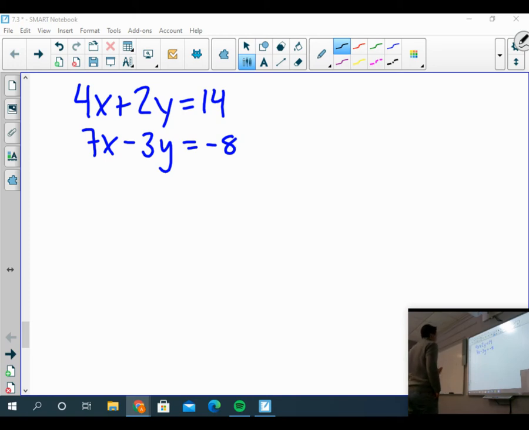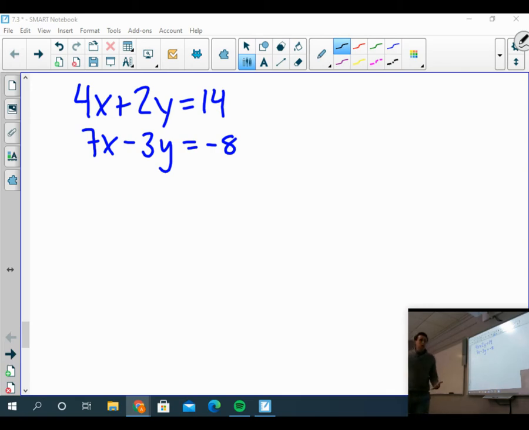Answer, no, I can't. 4 plus 7 gives me 11. 2 plus -3 gives me -1. In that case, neither variable cancels. 4 minus 7 would give me -3x. 2 minus -3 would give me 5y. Again, neither of those variables are canceling. So what am I going to do here?